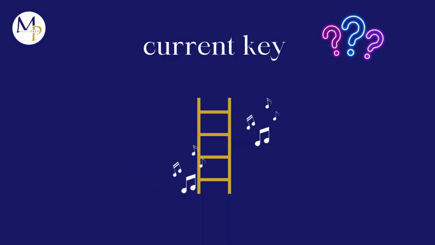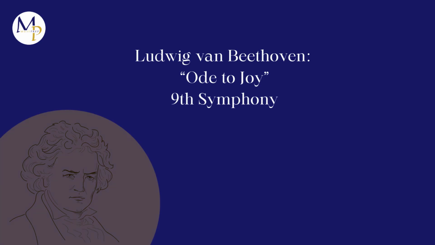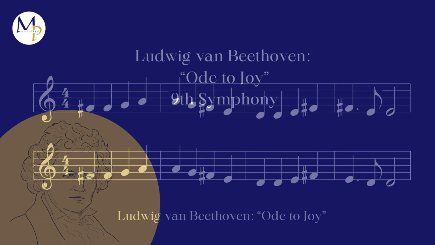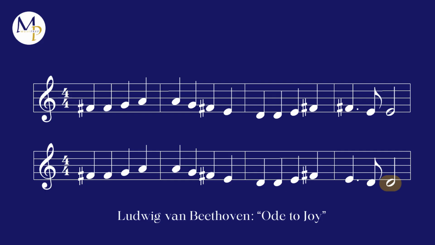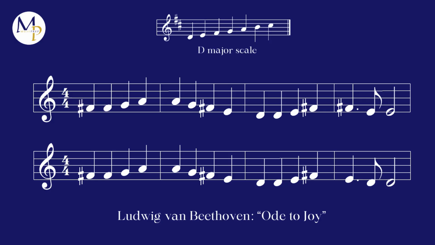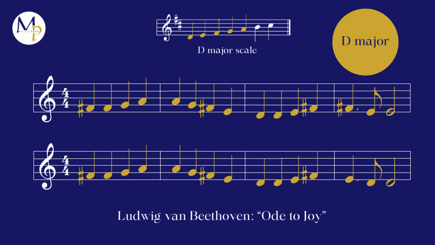Let's look again at the melody of Ode to Joy by Ludwig van Beethoven. The final note is D, and the third above it is F sharp. Only the first 5 notes of the D major scale appear. D, E, F sharp, G, and A. Everything points to D major.